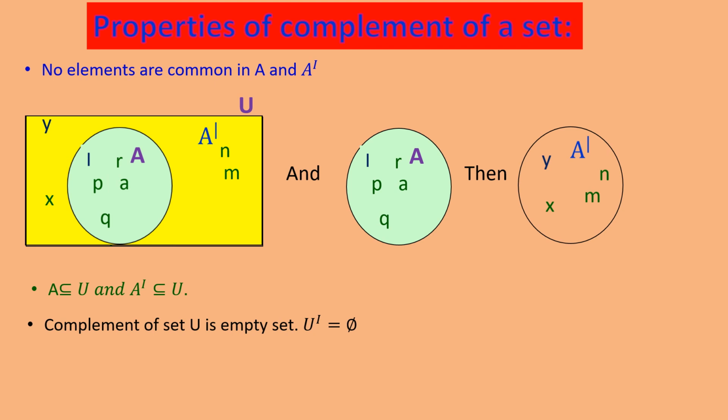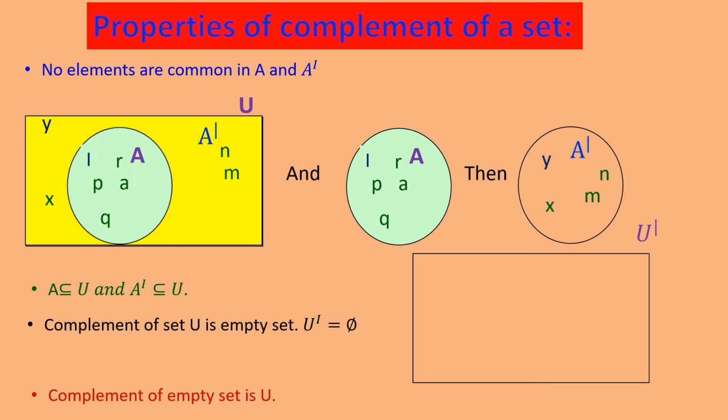Now, the complement of set U is an empty set. It means they want you to find the complement of set U. So what will happen? See here, we got U complement as the null set with no element, because the complement set contains only those elements which are not there in that set. Now the universal set means all the elements are there, so nothing will be left. That's why the complement of the universal set will have no element, and that is why it is called the null set.